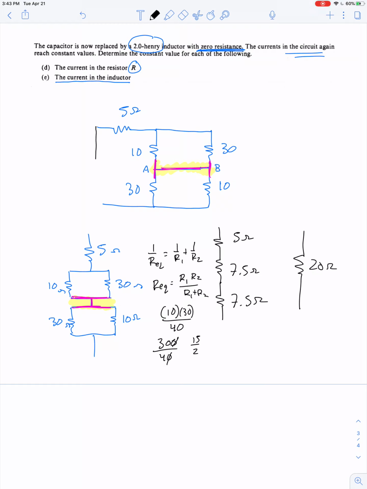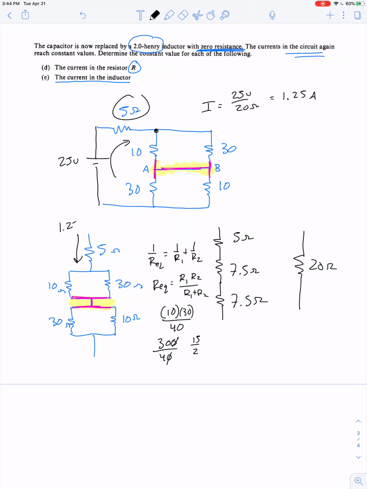And that's all connected to 25 volts of potential difference. So now the current that flows through the battery and through the 5 ohm resistor, given by Ohm's law, is 25 volts divided by 20 ohms, and this gives us 1.25 amps.